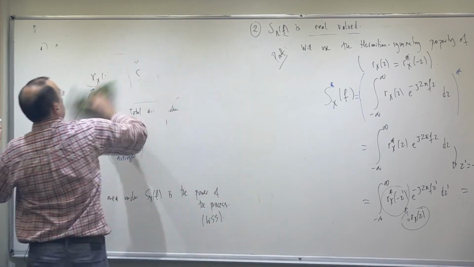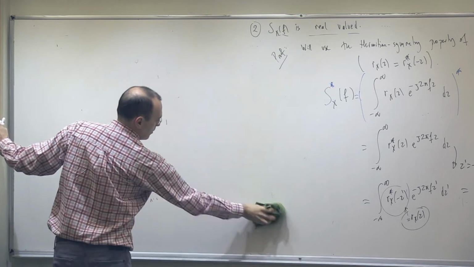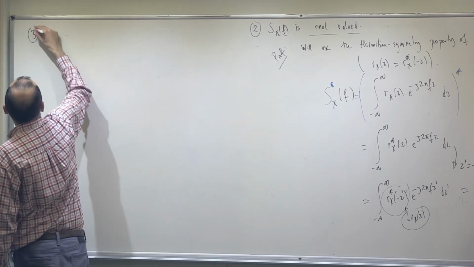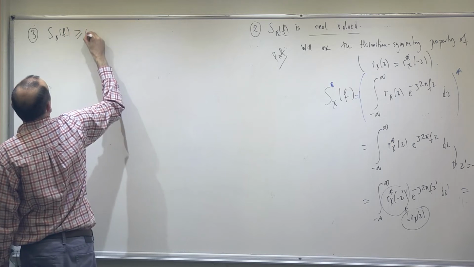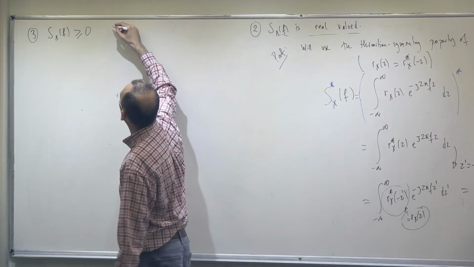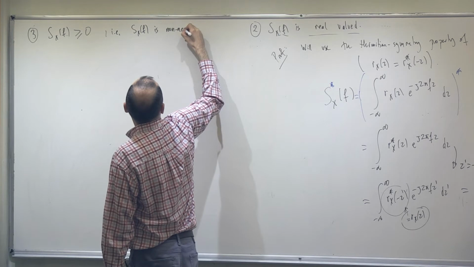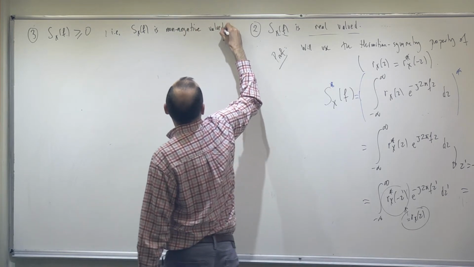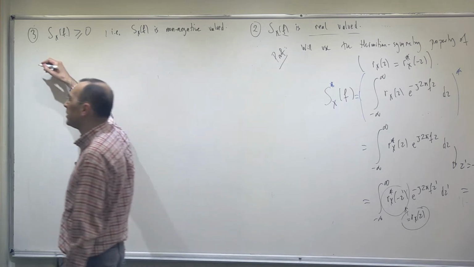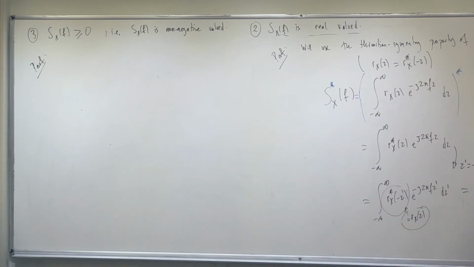There is a third property. So the third property is, so I have said that this is real valued. It's not complex valued. Furthermore, it's non-negative, i.e., Sx of f is non-negative valued. So how can I check this one? Well, this is a proof, but it is not a very, let's say, there are some details being missed out, but that's okay.